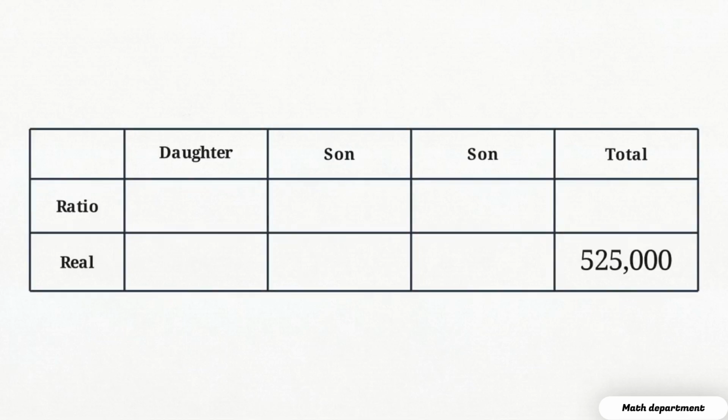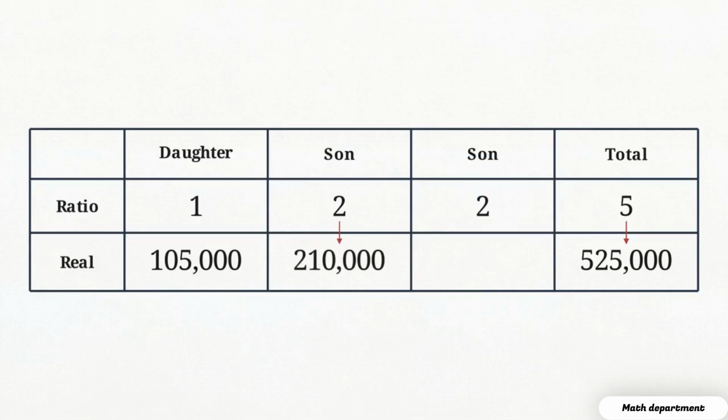Next, we set up the ratio for the children. Since a daughter receives half of a son's share, the ratio for one daughter and 2 sons is 1 to 2 to 2, creating a ratio total of 5. We use our 525,000 pound remainder as the new real-world total. Cross-multiplying solves the final shares: 105,000 pounds for the daughter and 210,000 for each son.